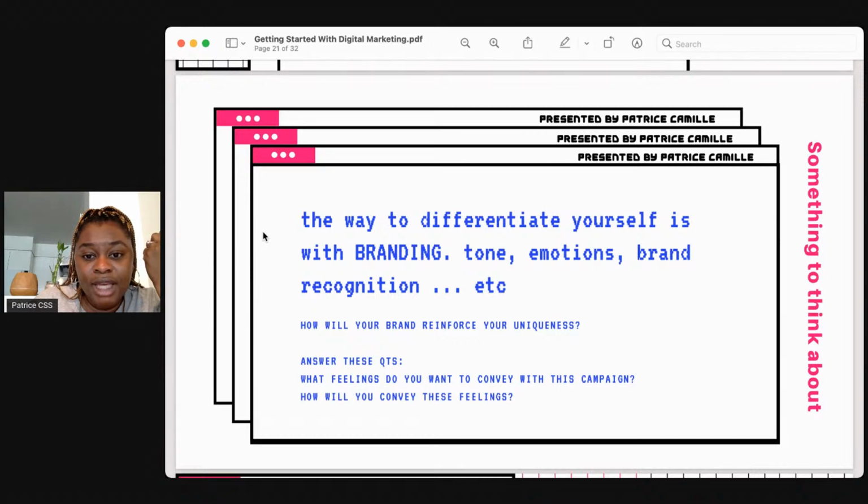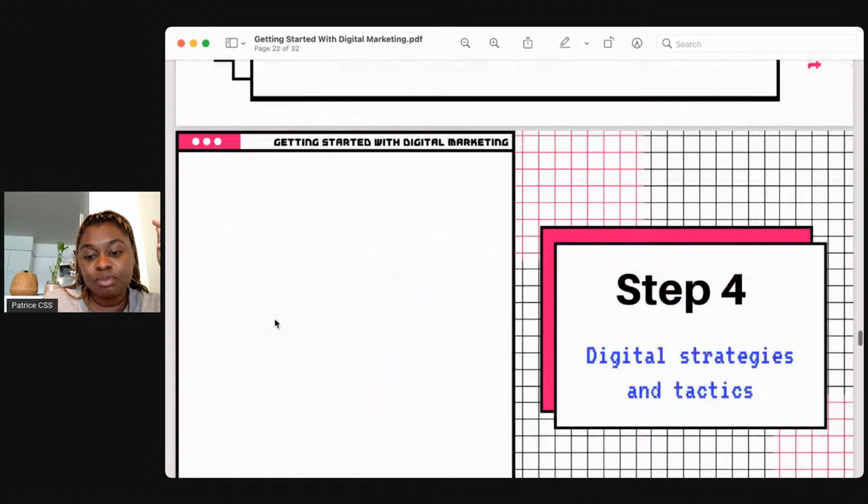colors, right? So I even put here, the way to differentiate yourself is with branding, tone, emotion, brand recognition. When your post comes up, they know it's your post, they know it's your brand, and they feel something. So how will your brand reinforce your uniqueness? What feelings do you want to convey with this campaign? And how will you convey these feelings? I can't help you with this. You need to do this work. So screenshot this and come back to it when you're ready to do the work.